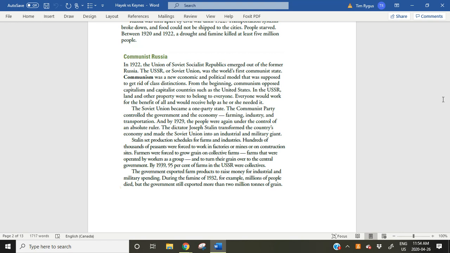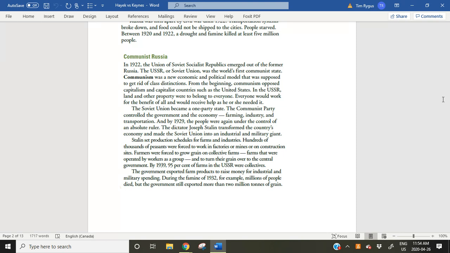And when Joseph Stalin takes power, what he tries to do is transform the country's economy and make the Soviet Union into an industrial and military giant. They did this through production schedules for farms and industries. So people had to work in factories and mines, and we see the process of collectivization, another concept that isn't new to us in this course. So things being grown for the group, by the group, for the group.